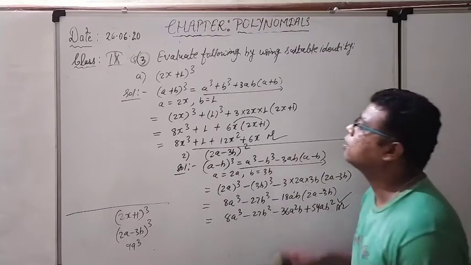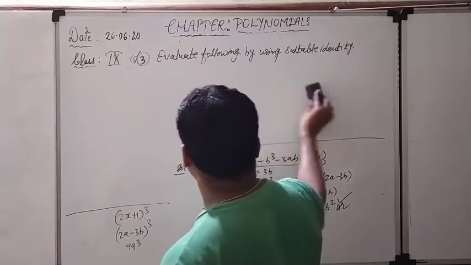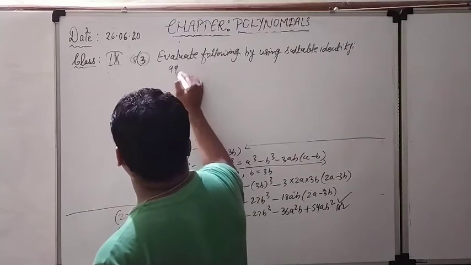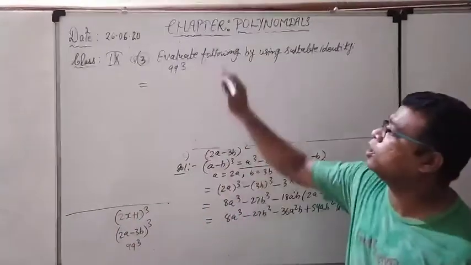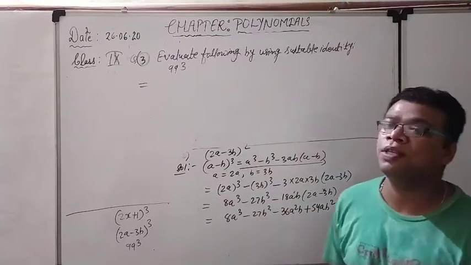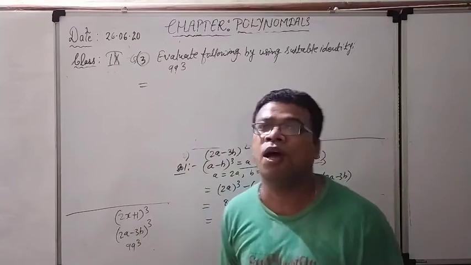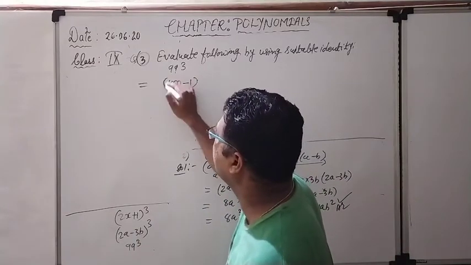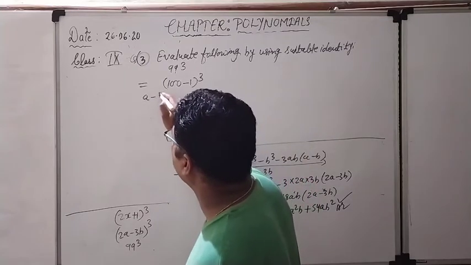Right now I am going for the third category question. Third type. Look here. I will be a little faster this time because we are coming in form of digits. Sometimes the questions are given in such format like 99 cube. Evaluate the following by using the suitable identity. So first you have to convert the question in form of the formula. This 99 could be written as (100 minus 1) whole cube. Is it okay? Yes. And right now come to the formula side.